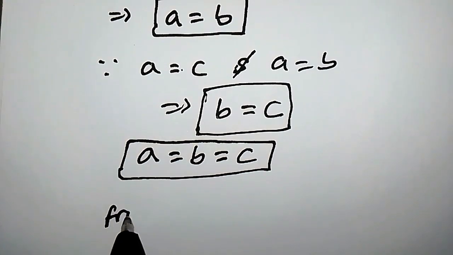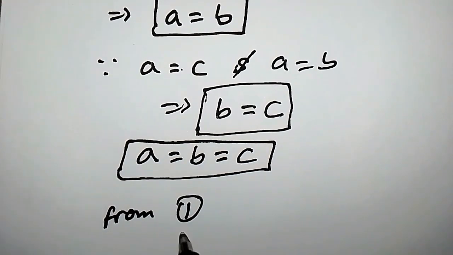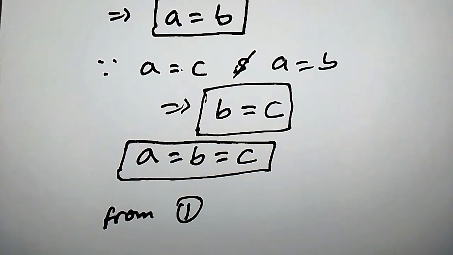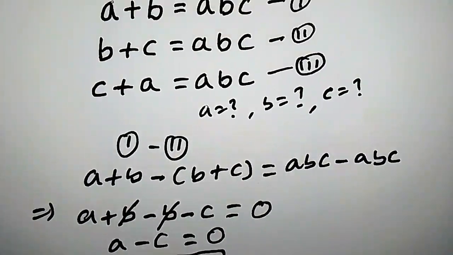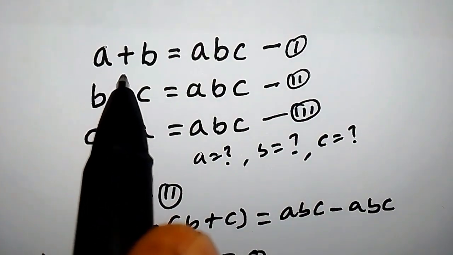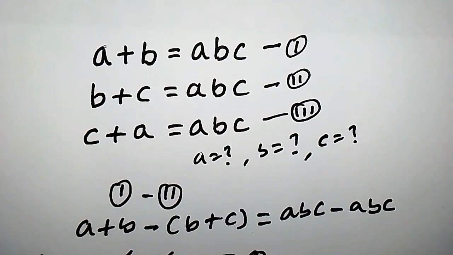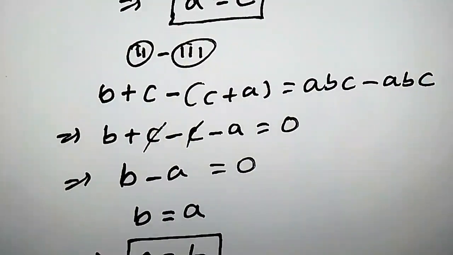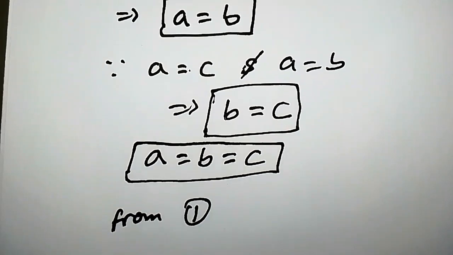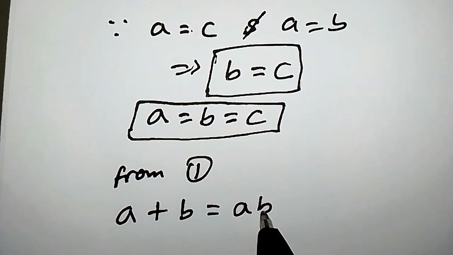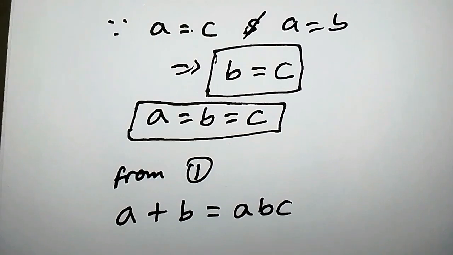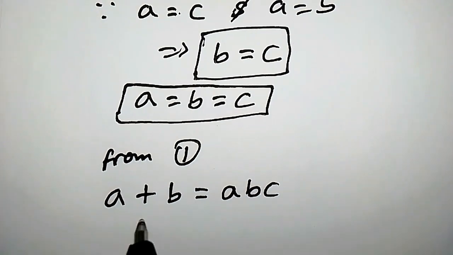Now, from equation 1, what is equation 1? Let me show you equation 1. Equation 1 is A plus B equal to ABC. What we have to do now is to write this equation in terms of A.